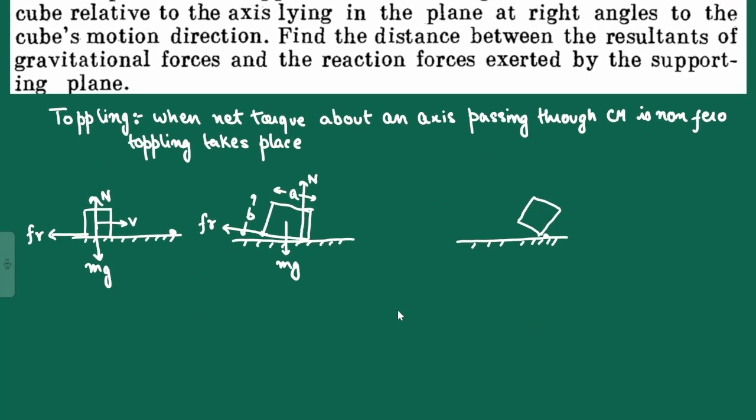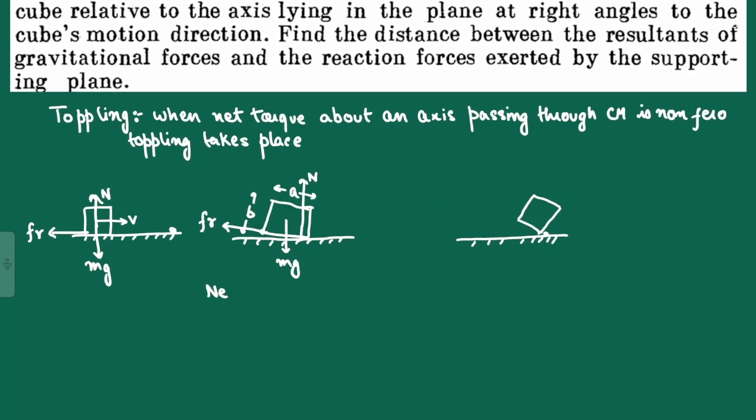In this question, I will write down the net torque acting about the axis passing through the center of mass. About the center of mass, I'll take clockwise torque as positive and anti-clockwise torque as negative. Torque and angular momentum are all axial vectors. The torque due to the friction force is trying to rotate the body, and the torque due to the normal reaction force is trying to balance that toppling torque.